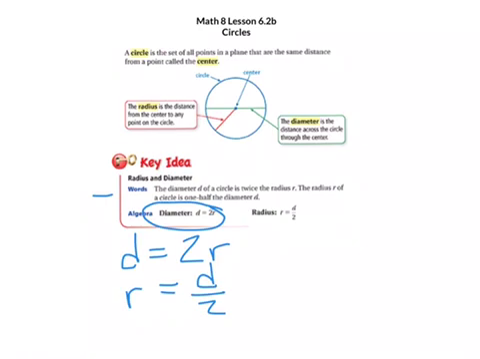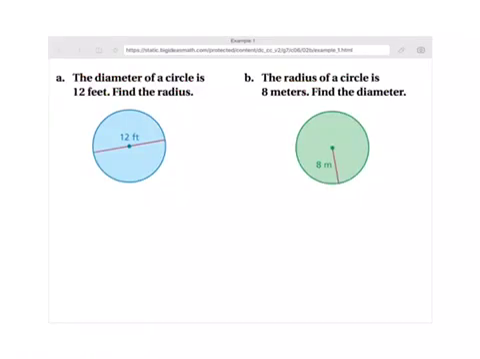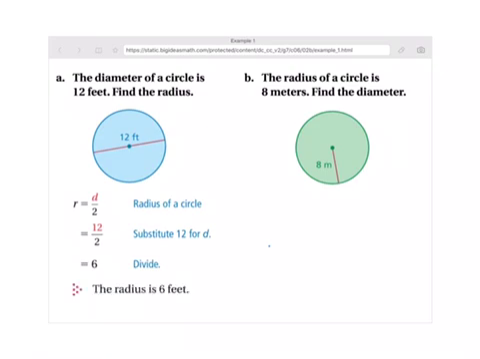So let's do example 1. We're on page 261A. So we're just going to do A first. The diameter of a circle is 12 feet. Find the radius. So the equation we're going to use is the radius equation, where you plug in the diameter and divide it by 2. So we know the diameter is 12, so we plug in 12 where the D is. And then we have 12 divided by 2 to solve for R, which equals 6. So the radius of this circle is 6 feet. Make sure you label that 6 with a feet.